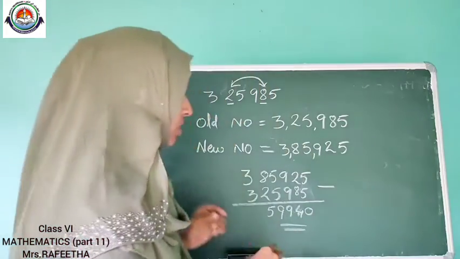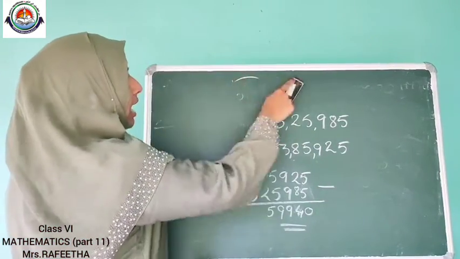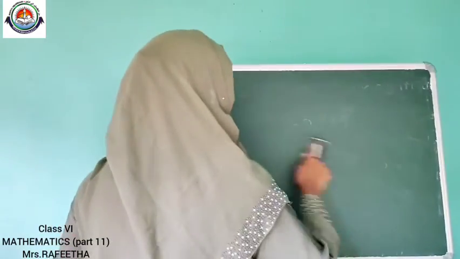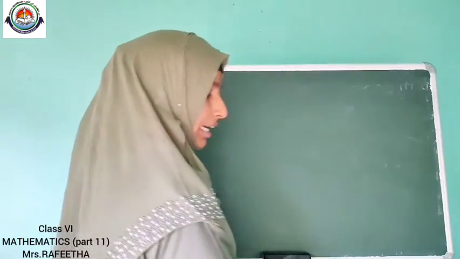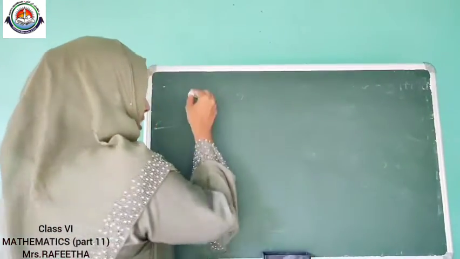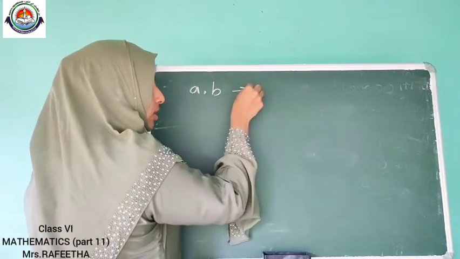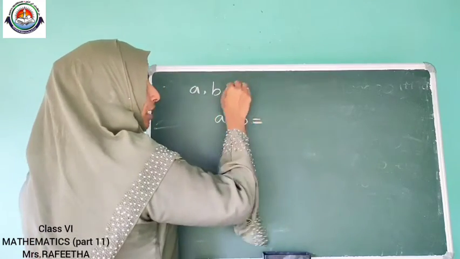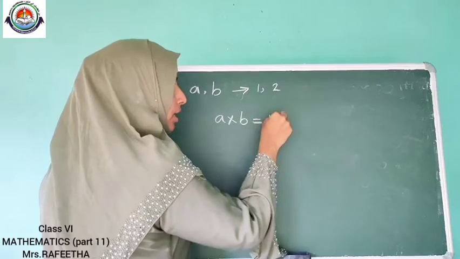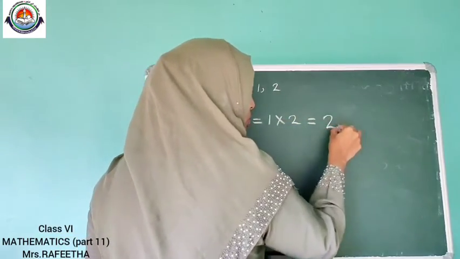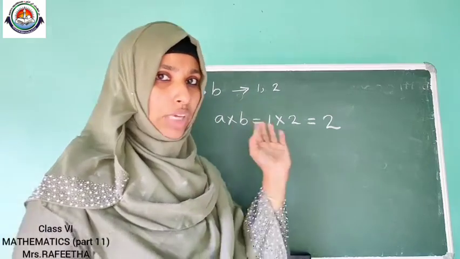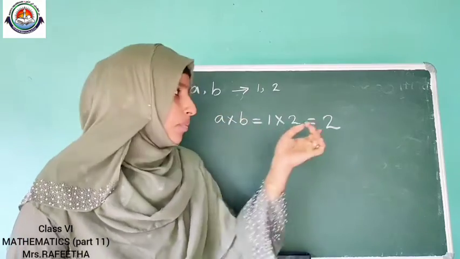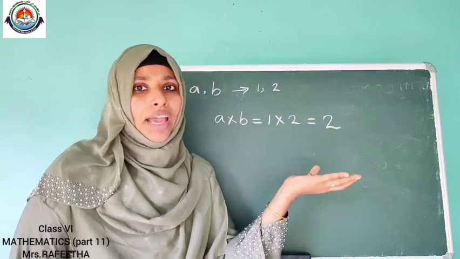We know what closure property was. If A and B are whole numbers, then A plus B is also a whole number. So we can check whether this is correct in the case of multiplication also. That is, if A and B are whole numbers, then A into B is a whole number or not. Suppose A and B are 1 and 2, 1 into 2, what is 1 into 2? 2. 1 we know is a whole number, 2 is also a whole number. The multiplication result is also a whole number.